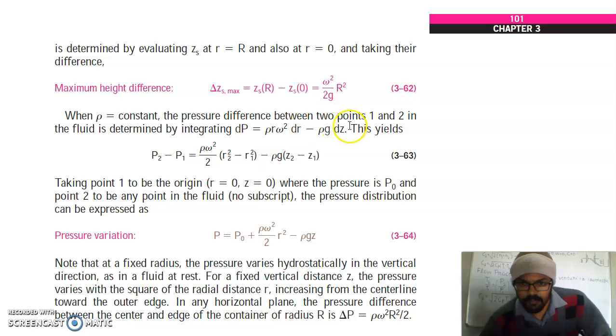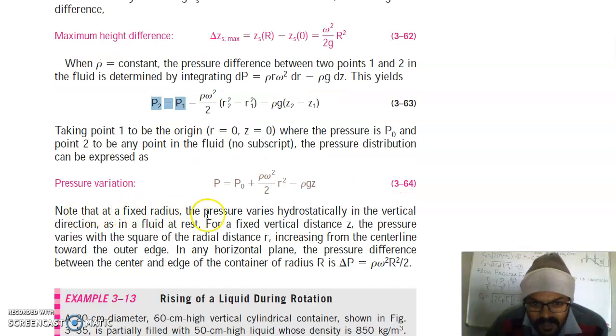The pressure difference between 2 points 1 and 2 in the fluid is determined by integrating this equation. If you integrate between 1 and 2, you will get P2 minus P1 is equal to density omega square by 2 into R2 square minus R1 square minus density g into Z2 minus Z1. Taking point 1 to be the origin, means R is equal to 0, Z is equal to 0, where the pressure is P0, and point 2 to be any point in the fluid. So the pressure distribution can be expressed as P is equal to P0 plus density omega square by 2 into R square minus density g Z.